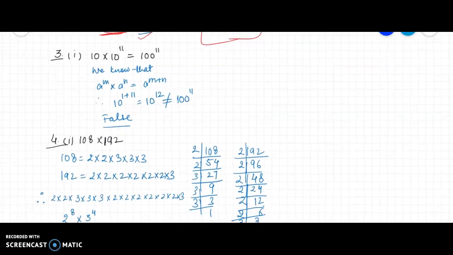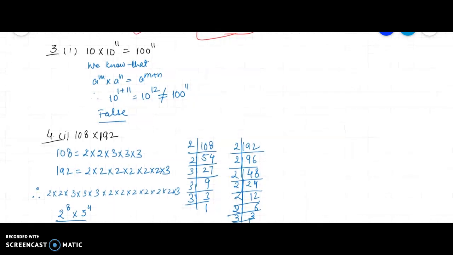Now question number 3, first part. Here the question is asking to say true or false and justify your answer. I have justified my answer here: we know that when I multiply the same bases, again the powers get added, so a to the power m plus n.